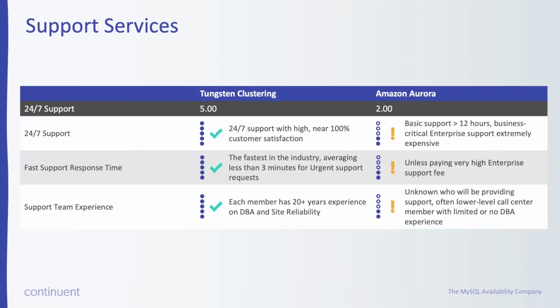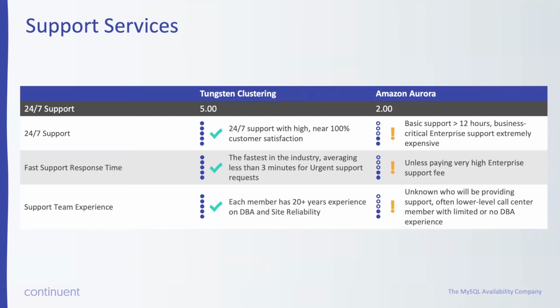One of the most important aspects of using any tool is support. Questions happen, things come up, or you just need some help. So where would you get that? Tungsten Clustering includes 24/7 support, 100% customer satisfaction. With Amazon Aurora, you get basic support. That's usually 12 hours or more. You can get business critical enterprise support, but that's really expensive.